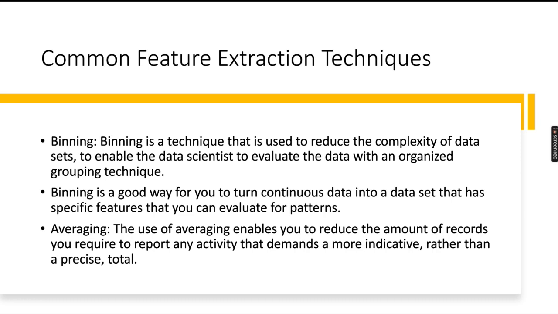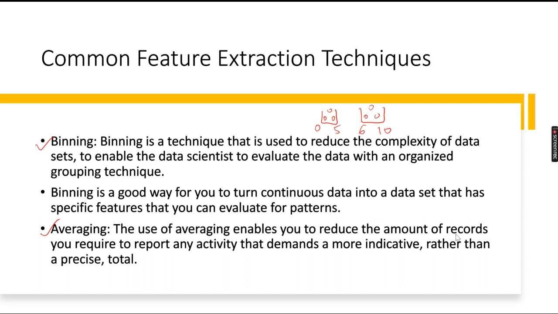So there are two different techniques. One is binning and another one is averaging. Binning means we are creating bins. Suppose this is the bin for 0 to 5. This is the bin for 6 to 10. In this way, we have to classify the items whose value lies between 0 to 5, and the other values which lie between 6 to 10 will be classified into another bin.